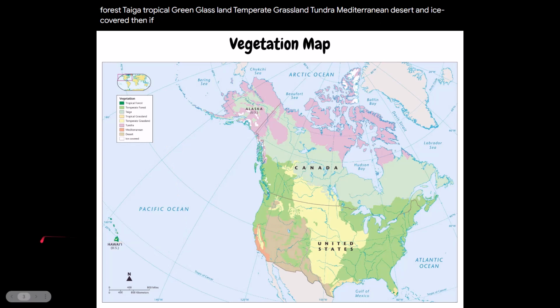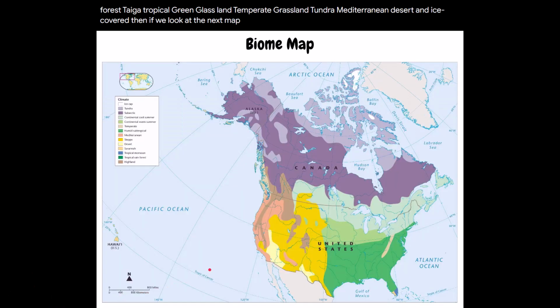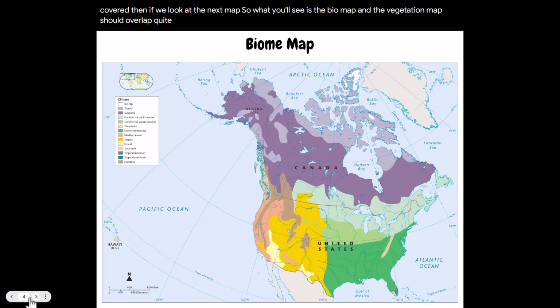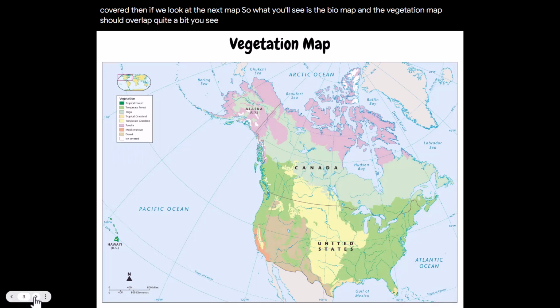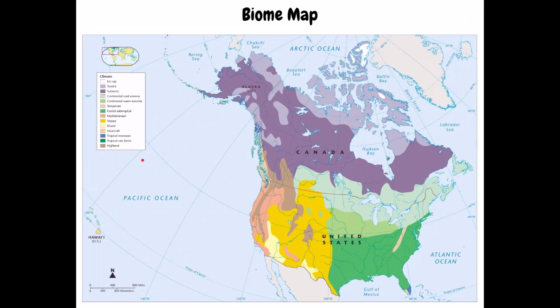Then if we look at the next map, you have the biome map. What you'll see is the biome map and the vegetation map should overlap quite a bit. You see, there's a few differences, but that's because the biome map is just a little bit more detailed.